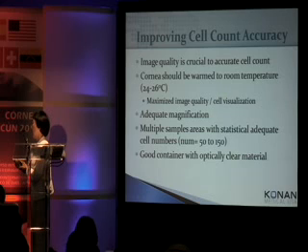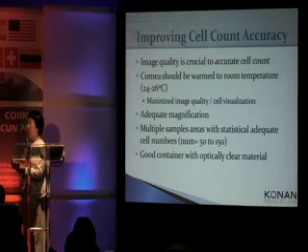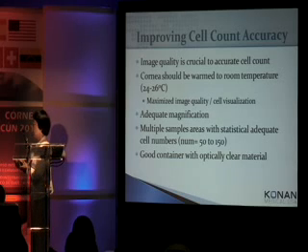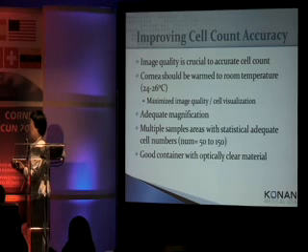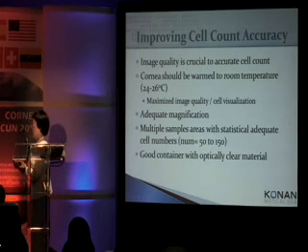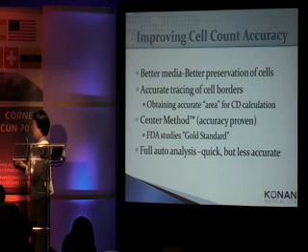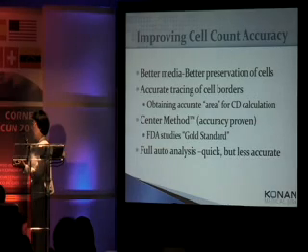And then also adequate magnification is needed to either trace around or mark the cells. Ideally, multiple sample areas with statistically adequate cell numbers, at least 50 to 150 cells, should be counted. And then the cornea should be placed in a good container with optically clear material. Better media, better preservation, better image.